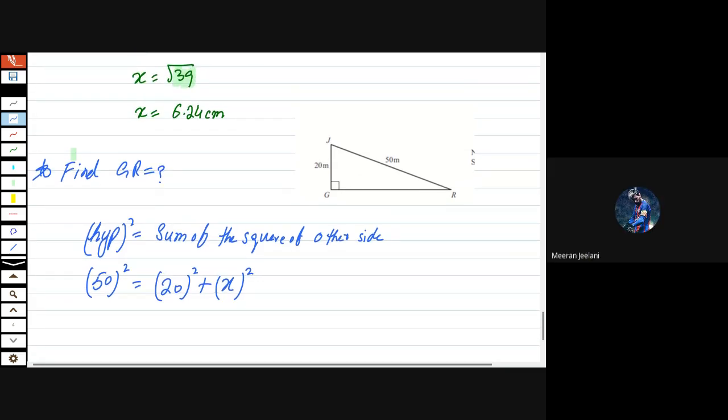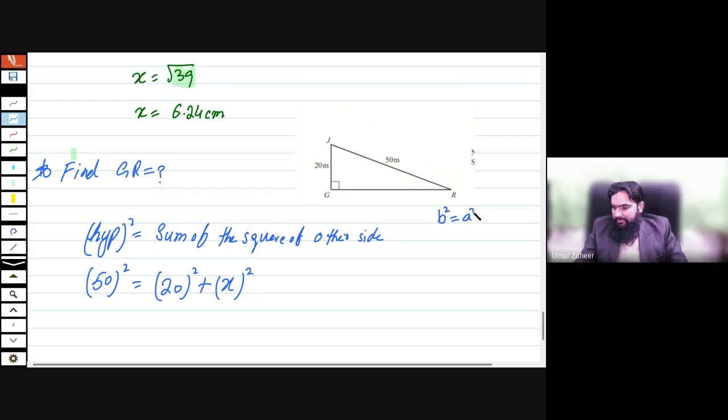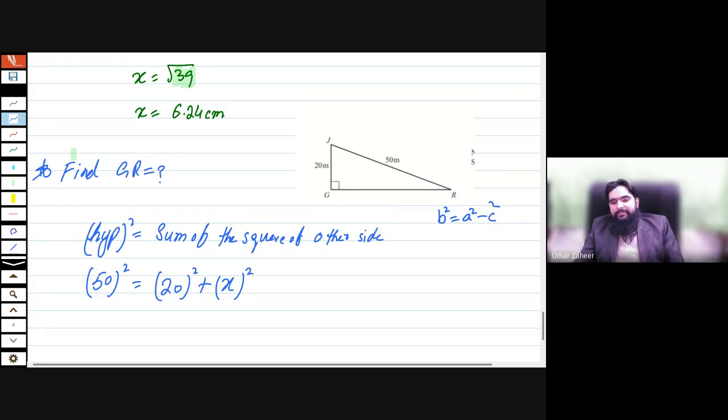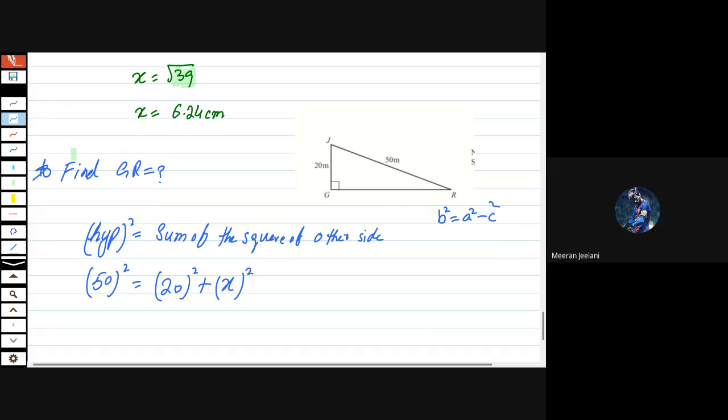B square equals A square minus C square. Yeah, b square is equal to a square minus c square. Can you please tell me what is a, what is b, and what is c? Sir, b square is the side we need to find, like the adjacent. A square is the hypotenuse, and c is the other side, opposite.